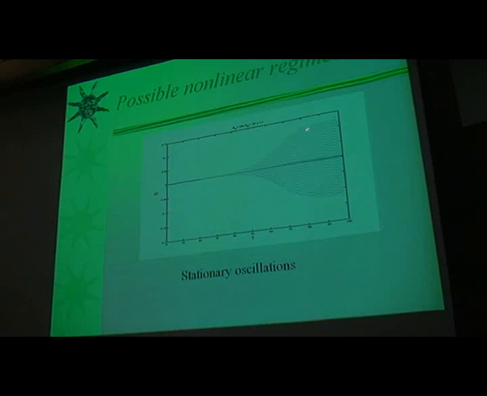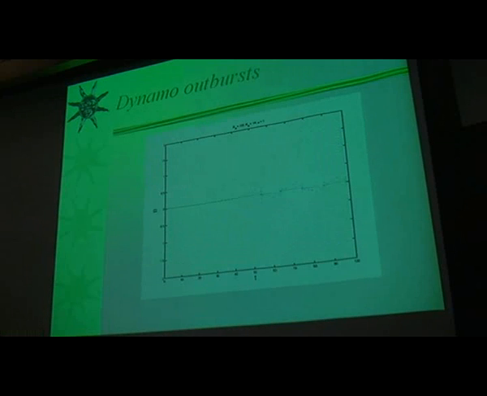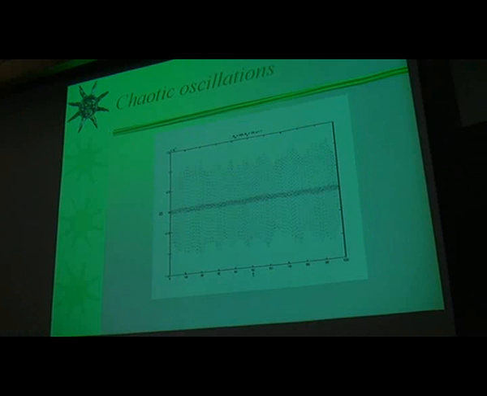So, development of oscillation and then steady oscillation. One possibility, it depends on the parameters: you obtain very low solutions after playing with parameters. Dynamo outburst, so almost zero, then excitation of impulses of toroidal field. Then chaotic oscillations.